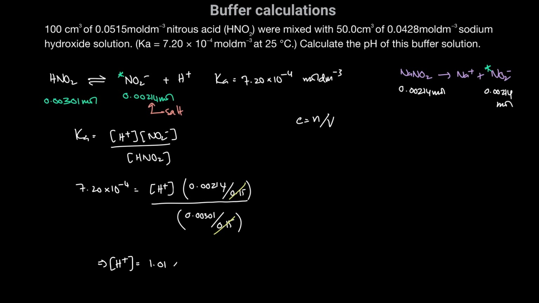So over here, if we calculate the concentration of H plus ions, it comes out to 1.01 × 10 to the power of negative 3 moles per decimeter cube, which gives us a pH of minus log of H plus. That's 2.99.